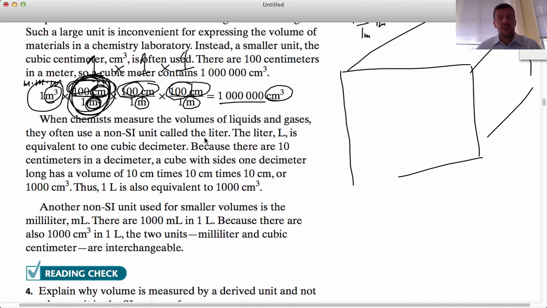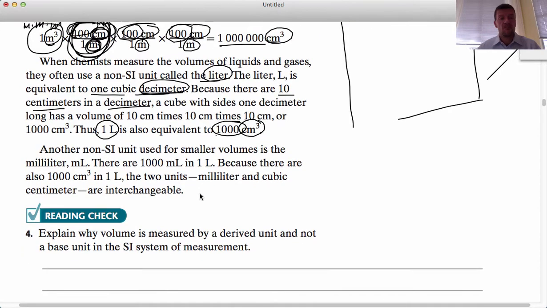For example, here's another one, liter. It's not an SI unit, by the way. The liter is equivalent to 1 cubic decimeter. A decimeter is not even an SI unit. It would be the meter, but you could convert it to cubic meters. There are 10 centimeters in a decimeter, and we could take that liter and convert it to centimeters cubed, and there would be 1,000. Again, we're going to have to get very comfortable with converting from one unit to another, and we'll do some practice with that.